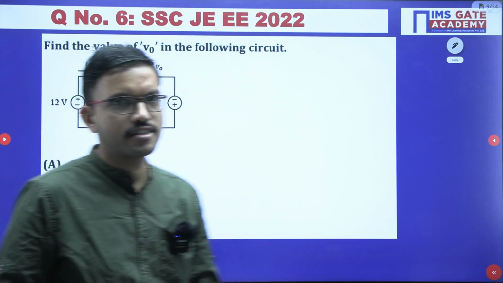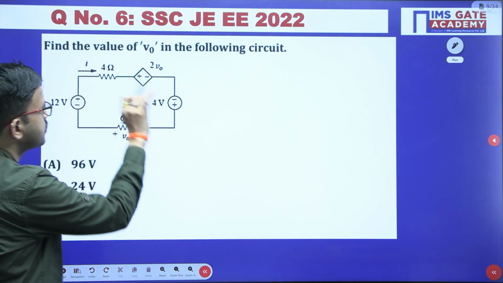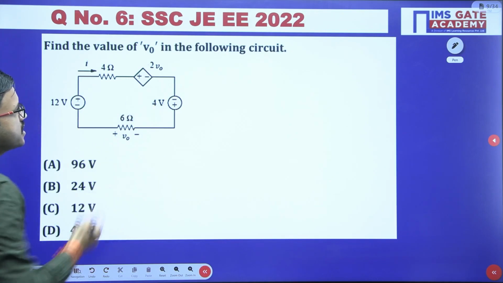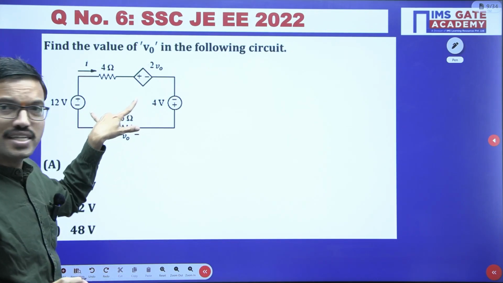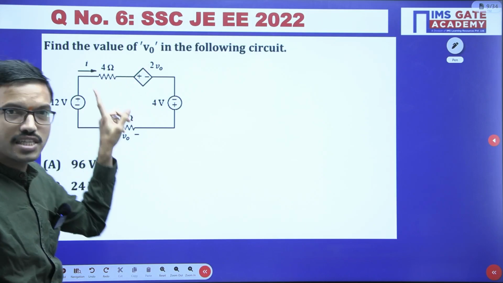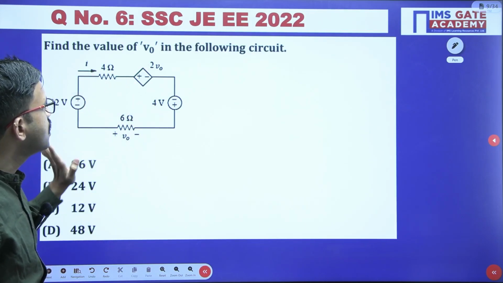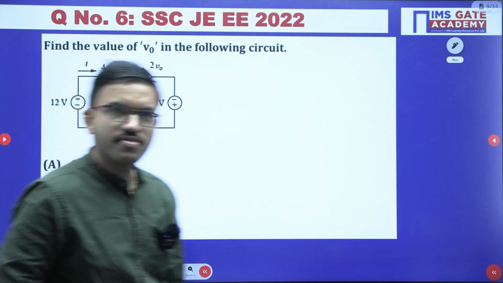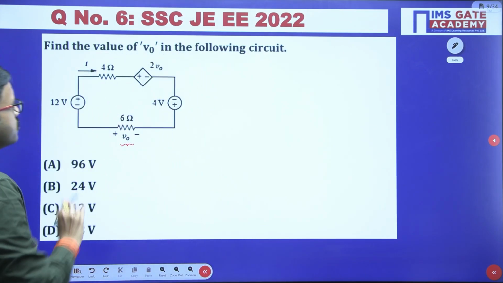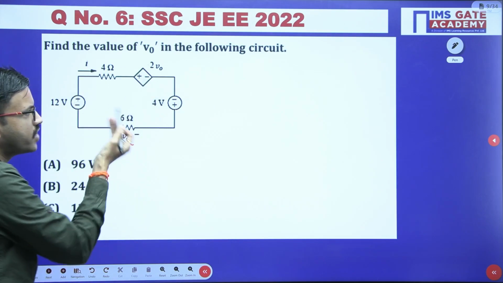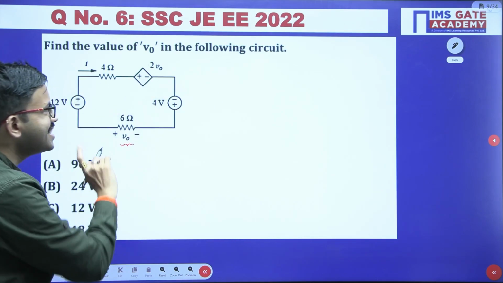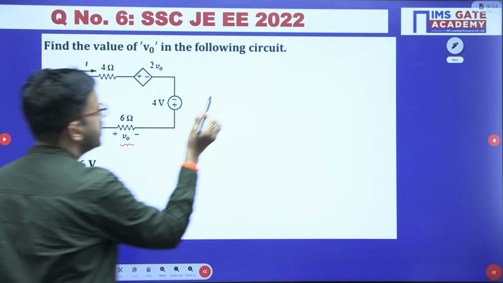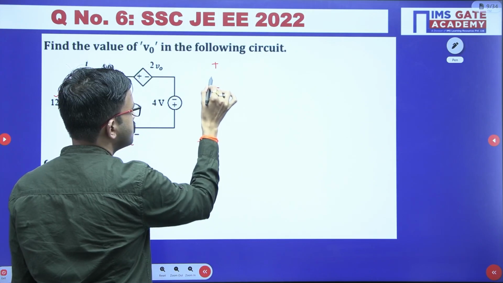related to the basics. In this particular circuit, if you observe, you have 2 voltage sources present, and these 2 voltage sources are independent, whereas this voltage source is dependent, and you have 2 resistors. In this question, we have to calculate the voltage across the 6 ohm resistor, that is V0. Here you can apply KVL. For easy calculation, I am considering these voltage polarities as they are, plus minus 12 volt.